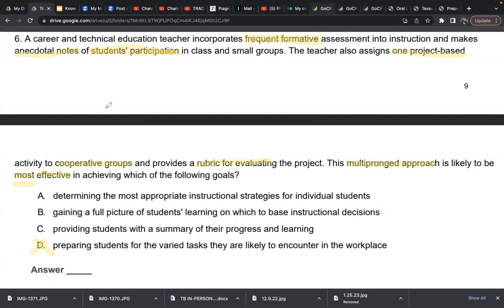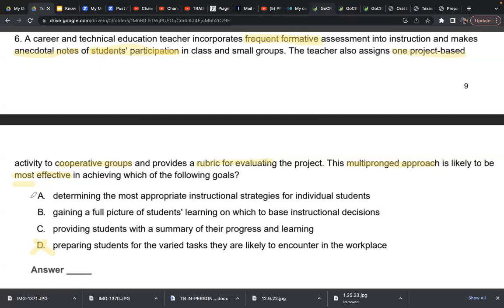I don't think that giving the formative assessments, the anecdotal, well, maybe, let's see, for individual students, I just don't think so. I think that's one of the good answers. I think so too, because remember, the teacher is also taking anecdotal evidence of individual students. She is watching them individually, not just in their class or small groups. She's thinking of the needs of students individually, and that's why she's taking the notes. So I wouldn't eliminate A either just yet.